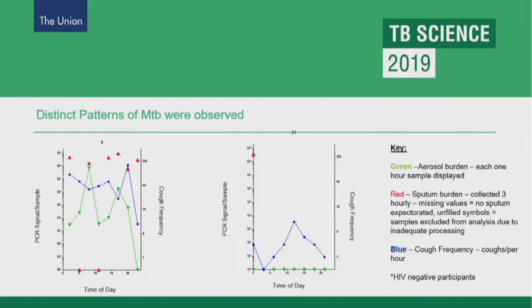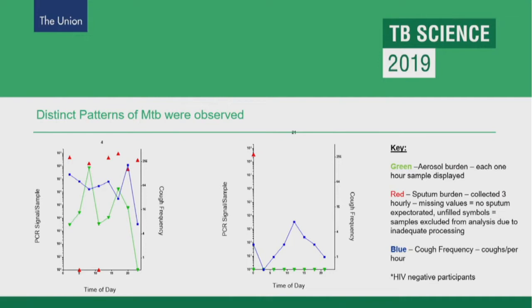So, I just want to show you the patterns when we put together aerosol, sputum, and cough. I appreciate the axes haven't quite displayed correctly, so let me look at this one with you. This is up to 10^9 copies of IS6110, and this is up to 250 coughs per hour. I'll draw your attention to the green line, which is the aerosol burden found in mask samples over that 24-hour period. 0 is midnight, and then you go up to 11 p.m. And then cough frequency, the average number of coughs per hour over that 24-hour period, is the blue line. The red triangles are sputum if it was expectorated spontaneously, and will also tell you the burden of IS6110.